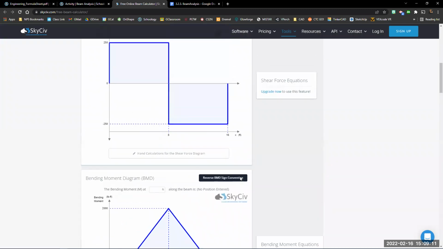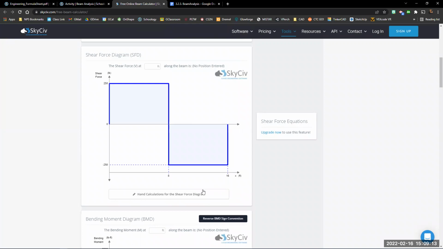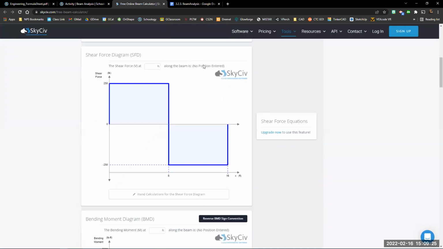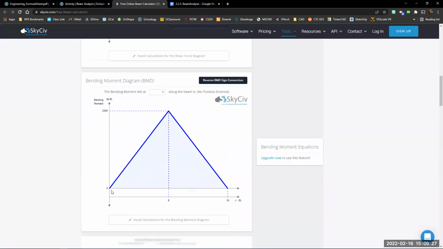Okay, so again, if you prefer to hand draw it, you can give that a shot. If not, I would take a screenshot or use the snipping tool, go ahead and grab that graph, and I would put that into my assignment, add that screenshot right here, as well as the screenshot for the bending moment.